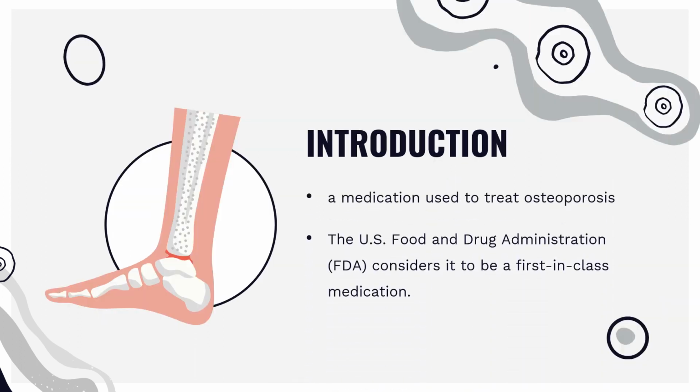What is romosozumab? Romosozumab, sold under the brand name Evenity, is a medication used to treat osteoporosis. It has been found to decrease the risk of fractures of the spine. Common side effects include headache, joint pain, and pain at the site of injection. The U.S. Food and Drug Administration, FDA, considers it to be a first-in-class medication.